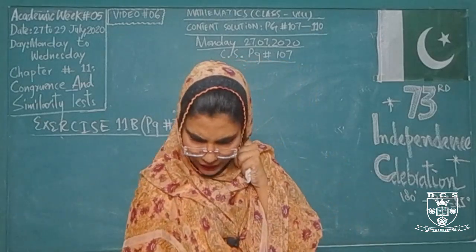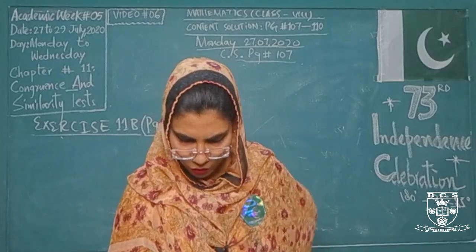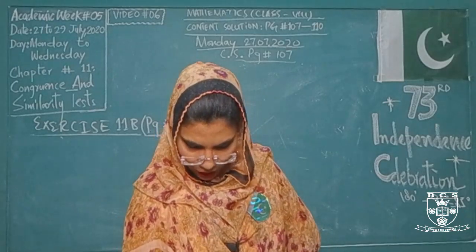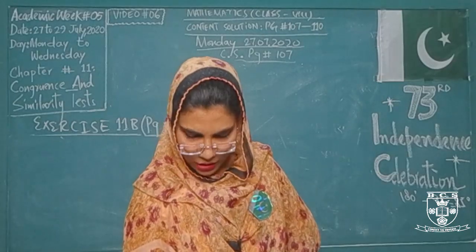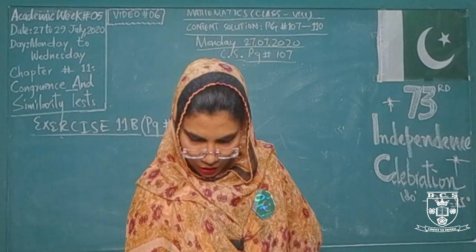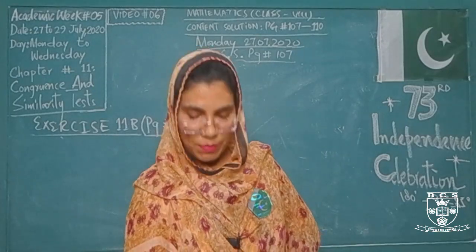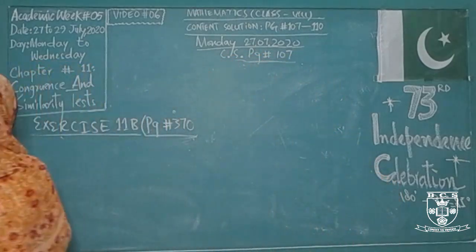The statement is: copy and complete the proof to show that each of the following pairs of triangles are similar. Again we have different parts, and we have two triangles in each part. Some information is given and some information is missing, so we have to work for the missing one. Question number 2 part A, firstly we are solving.